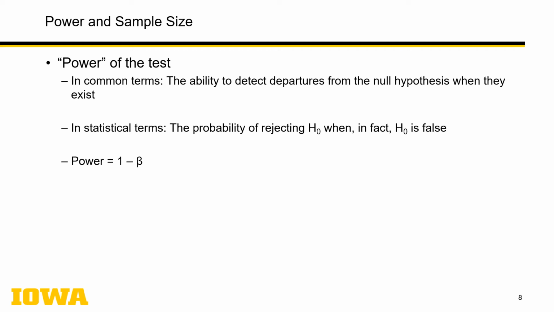One other term associated with errors is actually its inverse, which is the power. In common terms, power is the ability to detect departures from the null hypothesis when they exist, so that minimizes a false rejection. In statistical terms, it's actually a probability, a percentage. Here's the probability of rejecting H naught when in fact it is false, and you would like that to be fairly high. Power is inversely related to beta, which is the type 2 error. There's a simple relationship between them: if beta is 20%, then power is going to be 80%, for example.